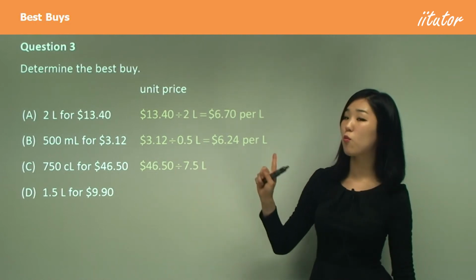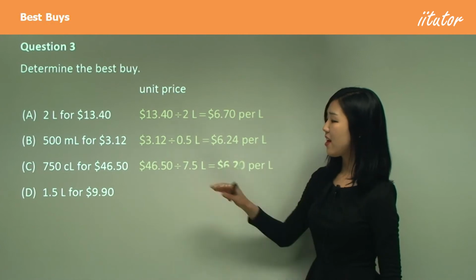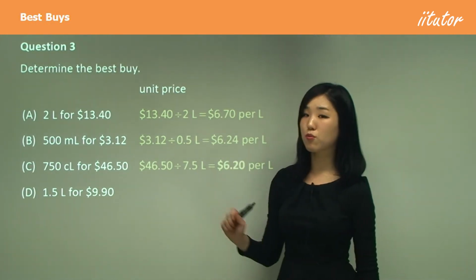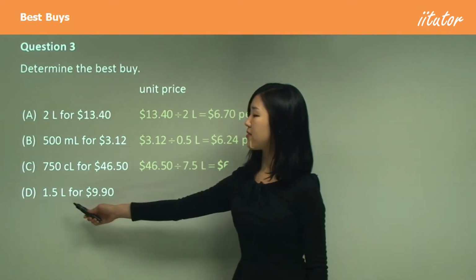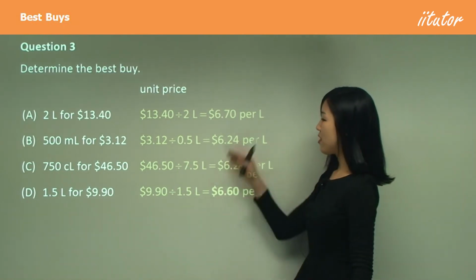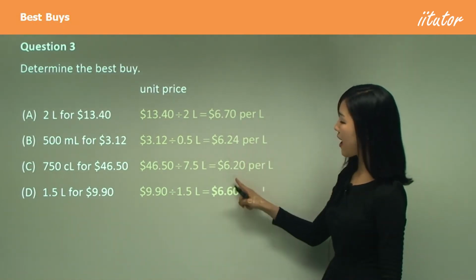So to get the cost of 1 litre, simply divide that and get this. And the last one's already in litres, so I don't have to convert anything. But again, I want the cost of 1 litre, so divide your price by your number of units and get $6.60. Now that we've put it all in per 1 litre, look at the costs and compare.